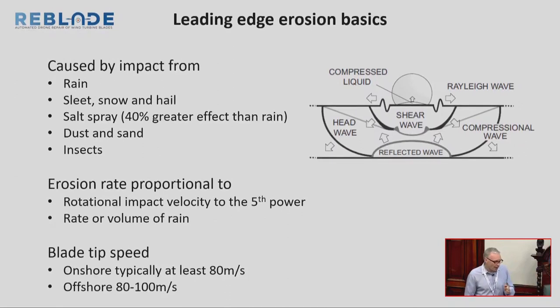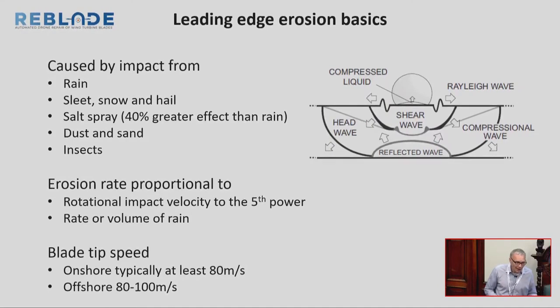So if you happen to be situated in a tropical country, the effect of rain erosion can be a lot greater. Salt spray is particularly bad. So if you've got over 3.5% salinity, you're going to get about 40% greater erosion rate than you would get just from rain. So anything that's whipped up by the blades is really, really bad.